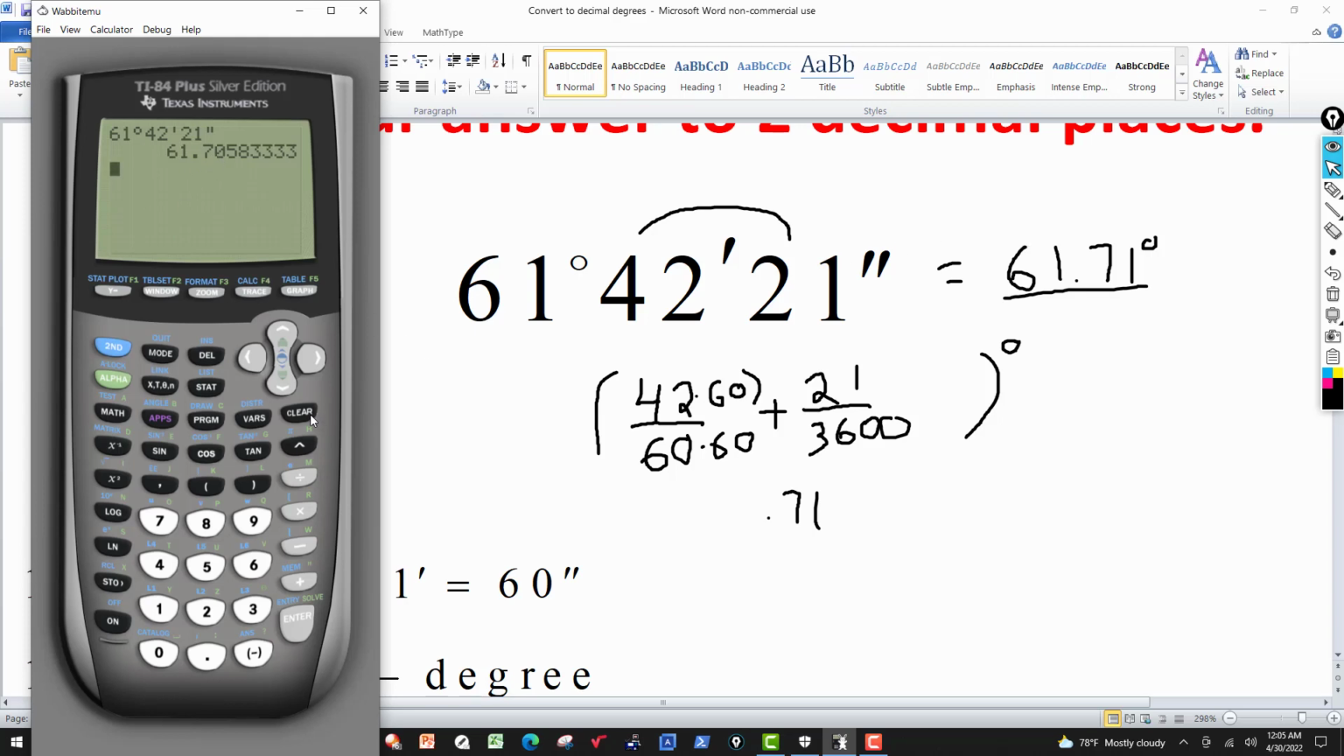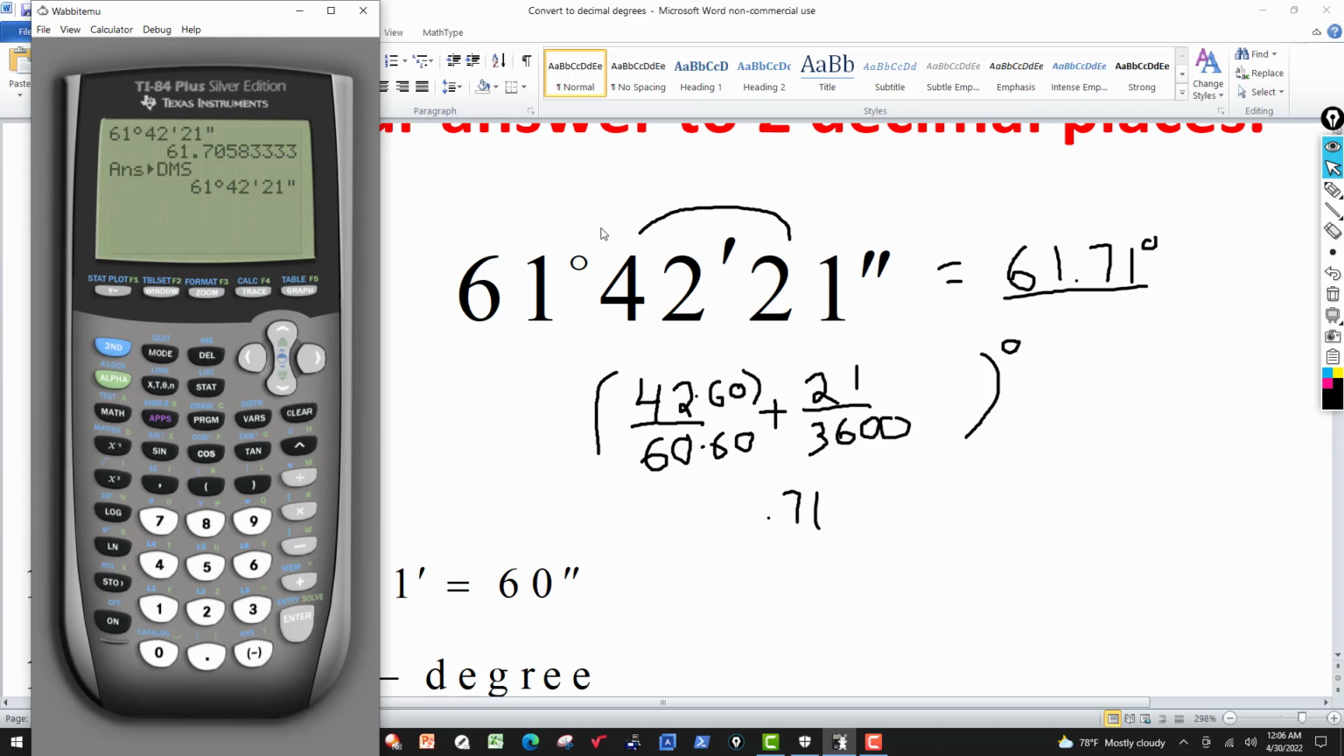Now let's suppose you want to go the other way. Let's suppose they give you the angle in decimal degrees, just like this, and you want to go back to the degree, minute, second feature. So we can just go to second, and then go to angle. And number 4 is DMS, degrees, minute, second. That converts it, so hit 4. And then hit enter. And that converts it for you. 61 degrees, 42 minutes, 21 seconds.